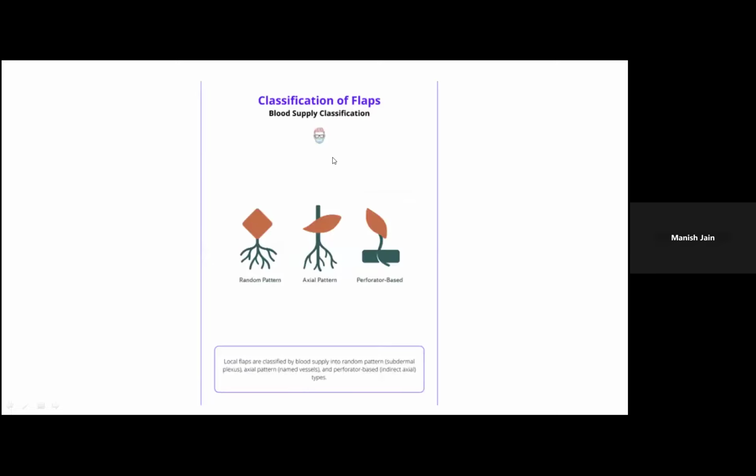This is another slide showing the classification of flaps: random pattern, axial pattern, perforator based. This is a new concept, the perforator based flap, in which a perforator which arises from the source vessels traverses through the muscles or septum to supply a part of the skin, based on the angiosome concept. This is the perforator based flap, which is most commonly used. We are using it in our head and neck reconstruction.